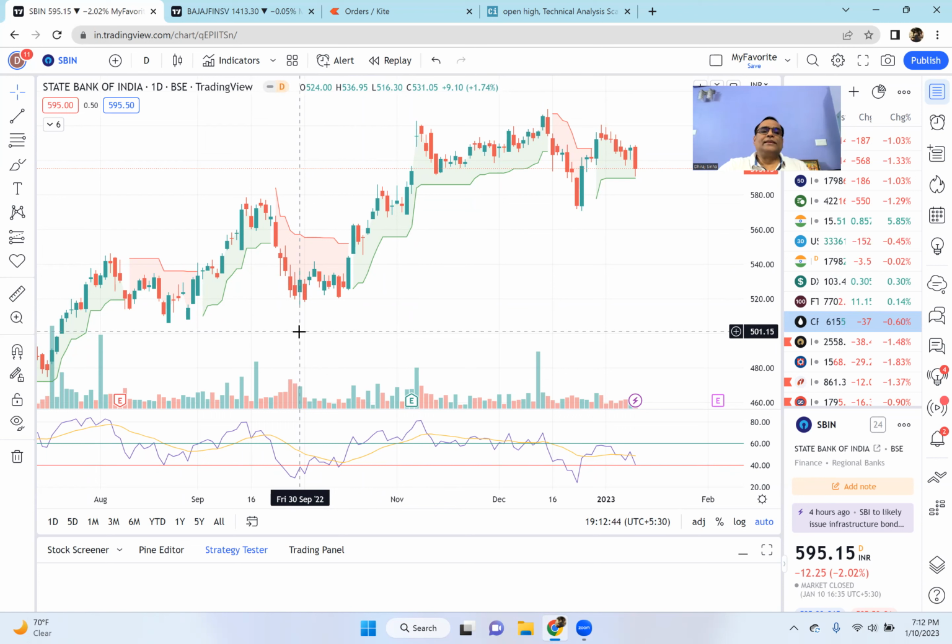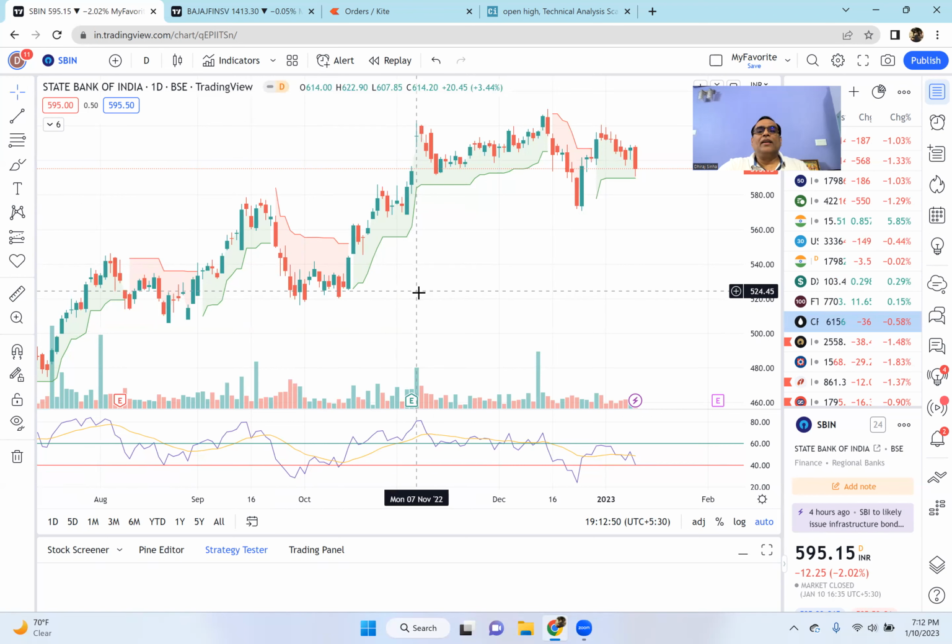Point number 3 is, for this setup to work more effectively, the child candle and the mother candle colors should be different. Now, by definition, even if the color is the same, both green, it is still a valid setup. It is still mother and child. But to increase the probability, if the child candle is of a different color than the mother candle, the probability goes up.